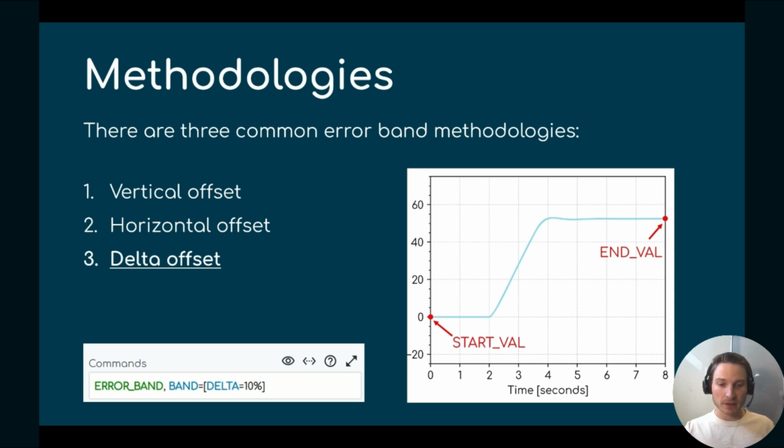The third most common error band methodology, again with the GridMo command at the bottom left-hand corner, is a delta offset. In this instance, you can look at 2 values. In this example, it's the start value of the simulation and the end value. Alternatively, it could be the start of a transient window and the end of the simulation. But in this instance, we take 2 values and then we look at the difference of those values, and the delta is a percentage of the difference of those 2 values, and that forms the error band.